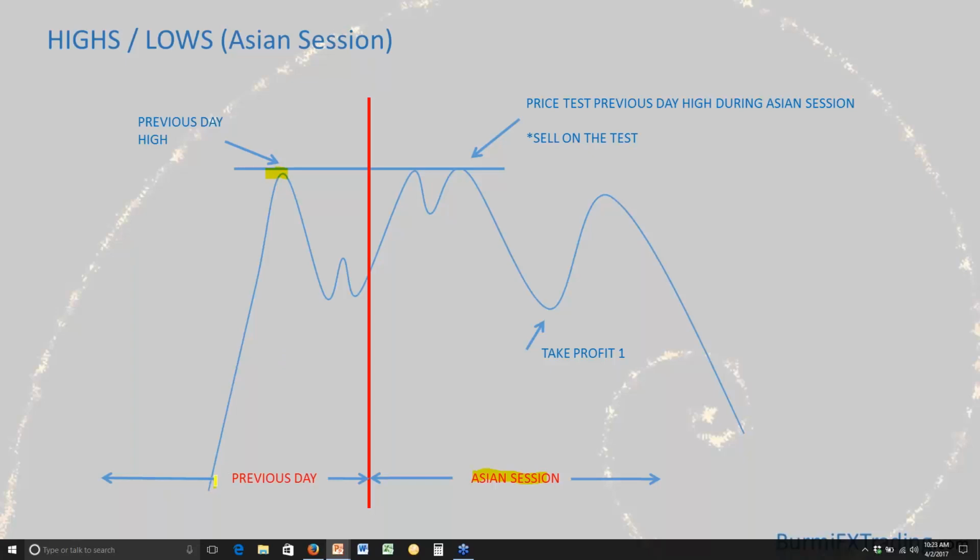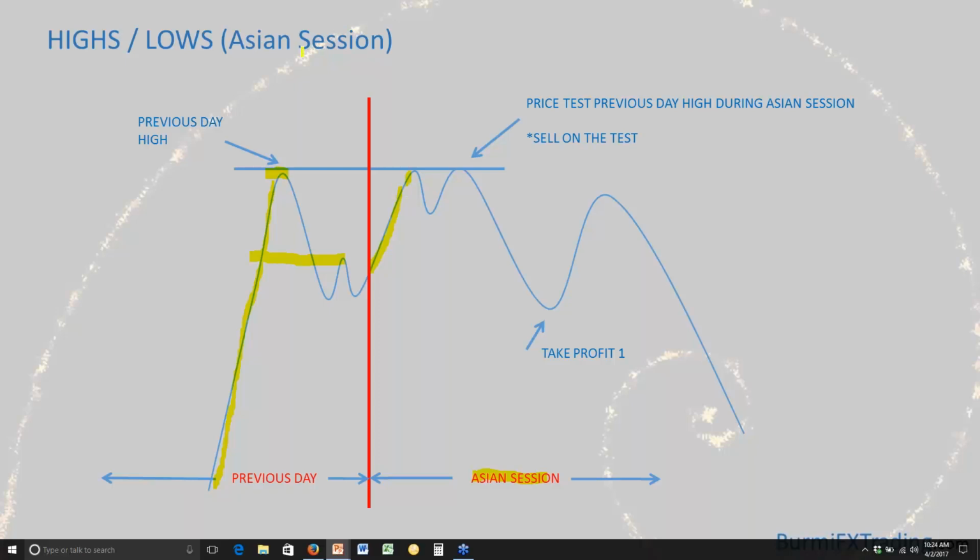See, price spikes higher on the previous day, and then at the end of the day price is just moving sideways, okay. Now during the Asian session we see another price spike, price is spiking higher to the previous day, and this spike could be 10 pips, 15 pips, 20 pips. Now this one is a very high probability trade, so you might want to just make a note of this.